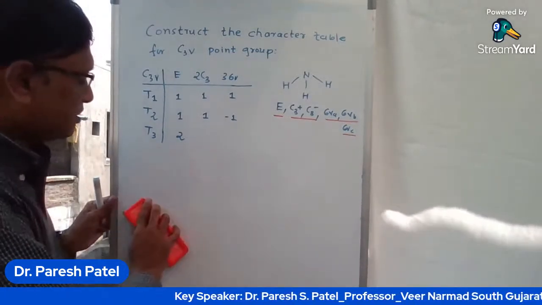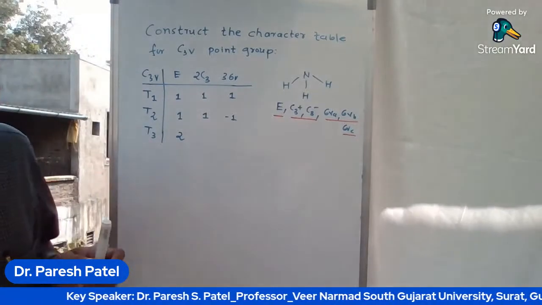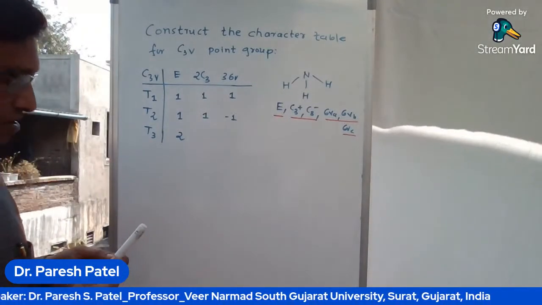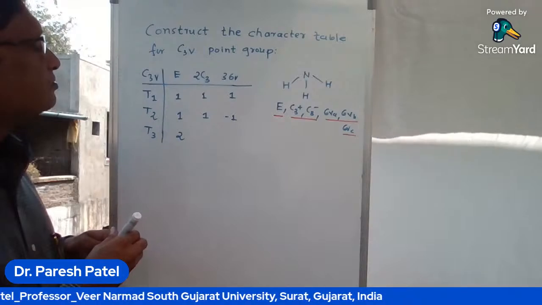But this must also satisfy characteristic number 3. What is characteristic number 3? The sum of the squares of that irreducible representation.